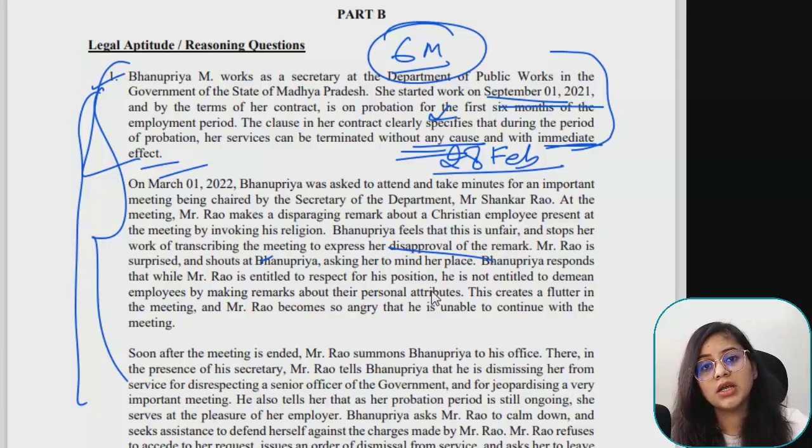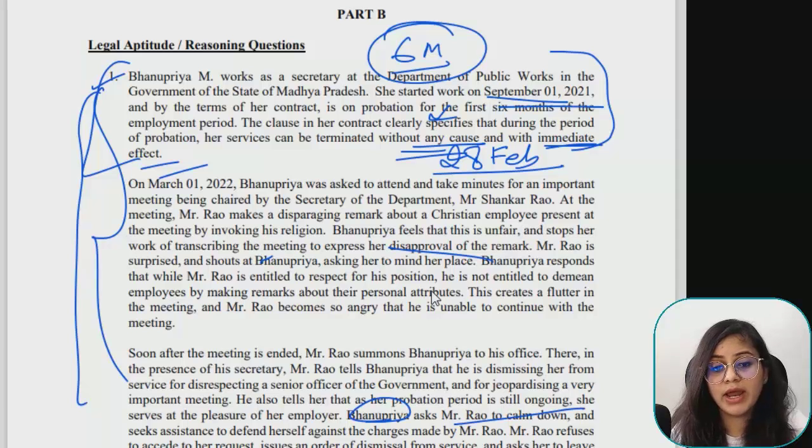Then he does not continue the meeting any further. He calls her to a cabin. He says that this meeting has been jeopardized because of her and he's terminating her services. Bhanupriya asks him to calm down and she tries to defend herself, but Mr. Rao refuses that and he asks Bhanupriya to leave his office and issues an order for dismissal of service.